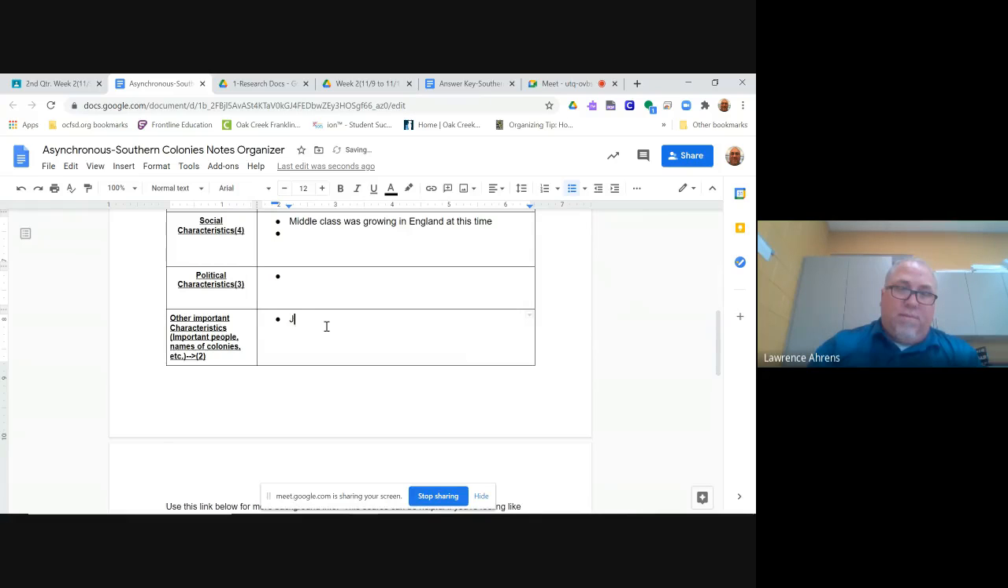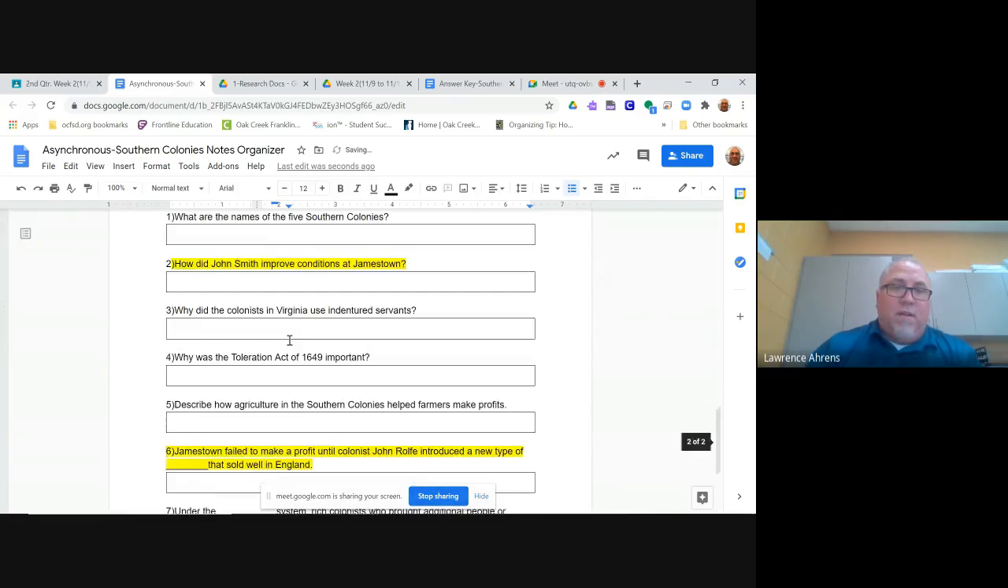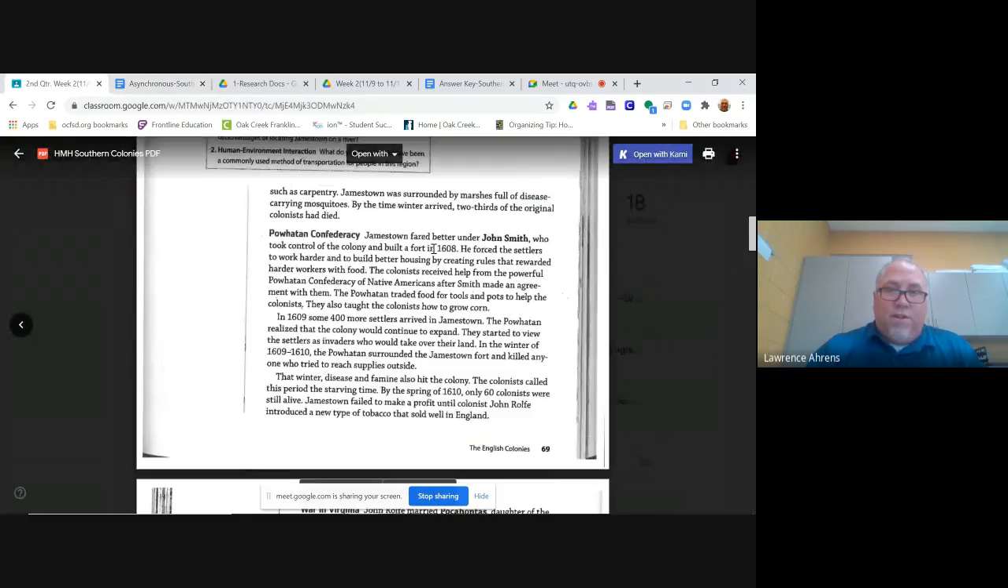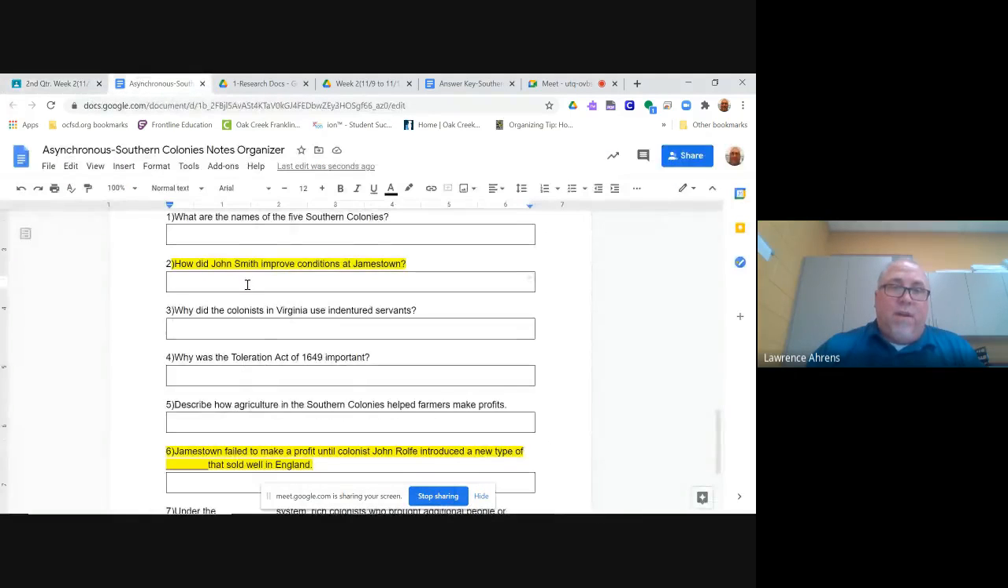And actually, I think we should take a look there and look at how did John Smith improve conditions at Jamestown. And I think if you take a look back at the reading, it does a pretty good job in this paragraph here where John Smith's name is bolded. And I think we should pull some of that knowledge out here and make that part of our study guide answer, because then we're going to get the double dip. We can put it in two, and then we can also copy and paste it and put it up in the other important characteristics part.